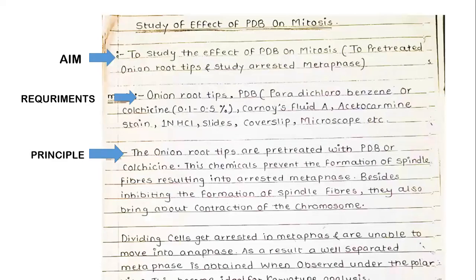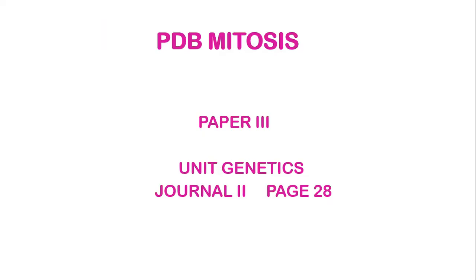You have already done mitosis in first year BSc and second year BSc. The steps for preparing the slide are exactly similar to what you have performed in first and second year BSc. The only thing is that the onion root tips which you are going to get are pre-treated with a chemical which is called PDB.